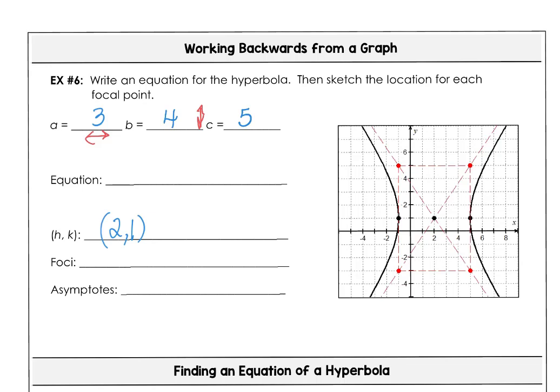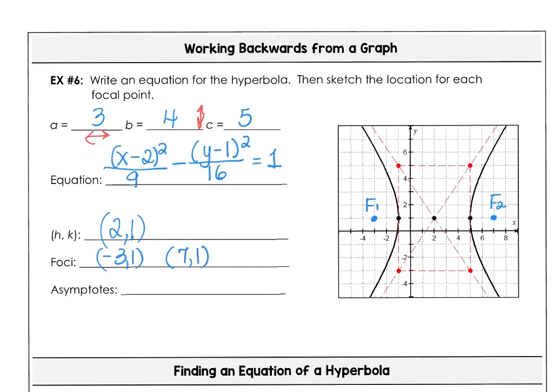So we could put the equation together as x minus 2 quantity squared over the A value squared, and y minus 1 quantity squared over the B value squared, and that difference is equal to 1. So our foci, we're already 3, so 5 away is 2 more. This first focal point is at -3, 1, and the second focal point is at 7, 1.